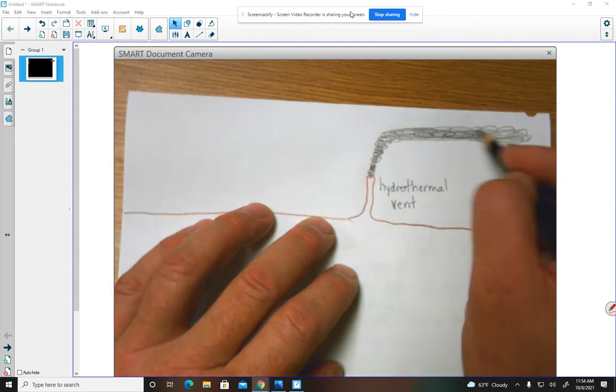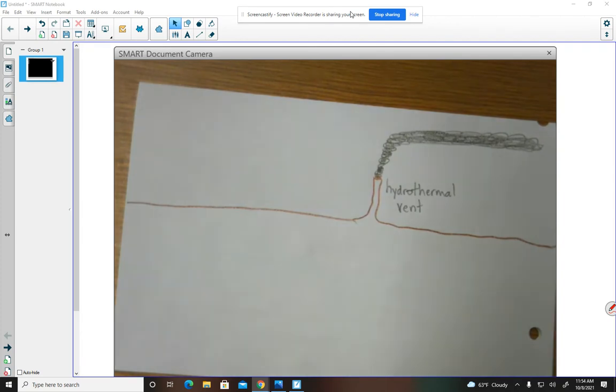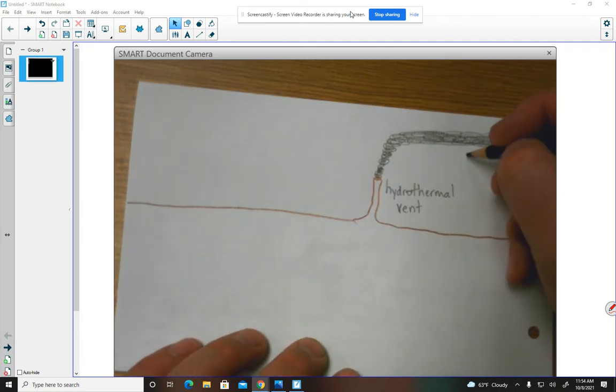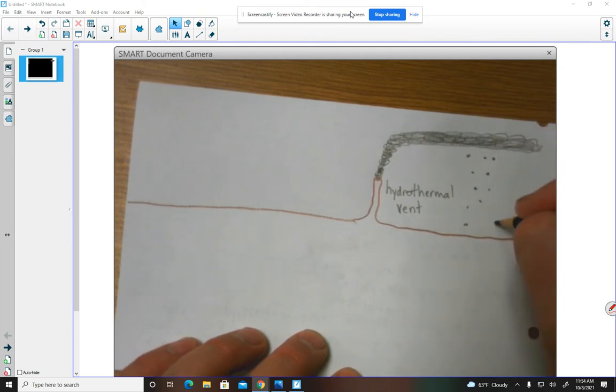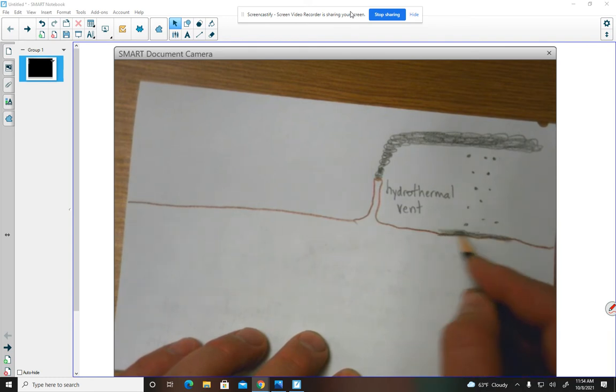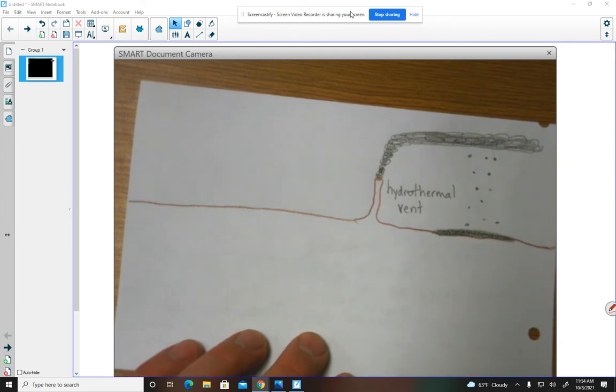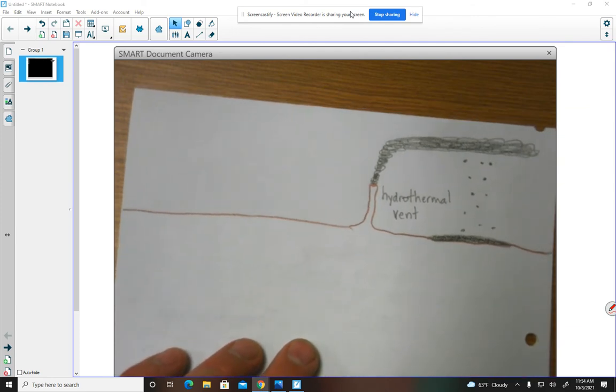There's our black smoker. As the minerals that are dissolved in there start to chill, they're going to crystallize and fall back out as a metal-rich sediment. So we'll make a little deposit here on the ocean floor. All right, cool. We'll add a caption in the corner.